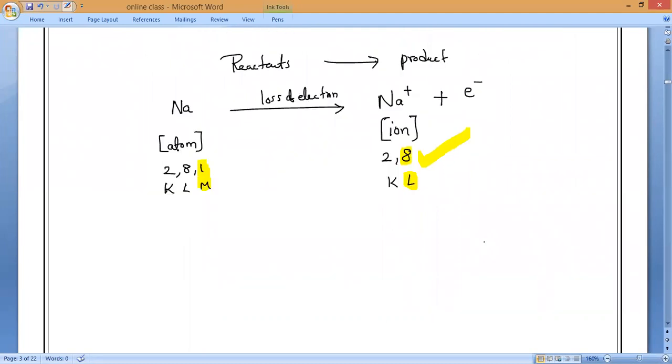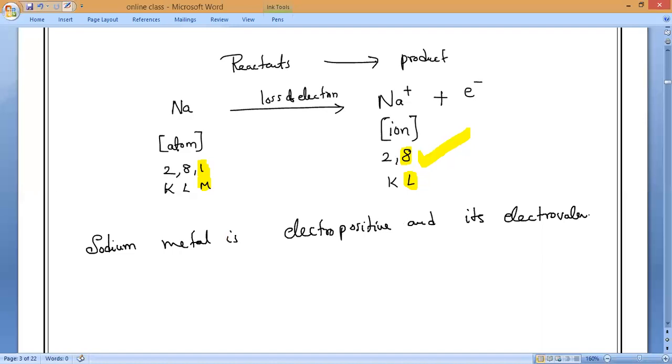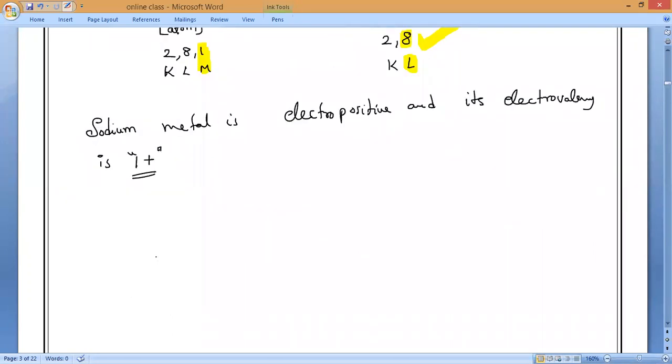Sodium metal is electropositive and its valence is how much? Please write it: sodium metal is electropositive and its electrovalency is how much? Electrovalency means valency. How many electrons will it lose? One. So 1 plus is the electrovalency.